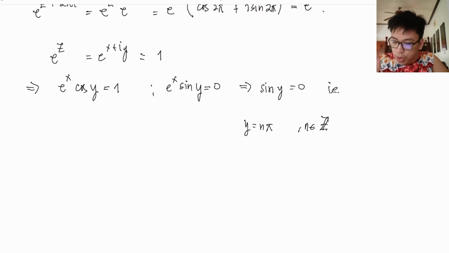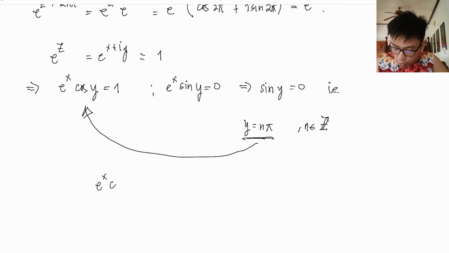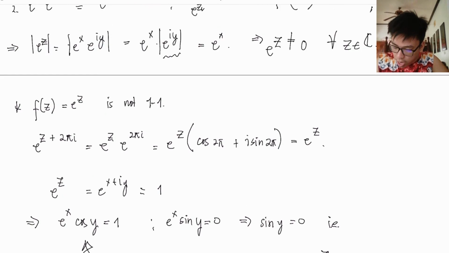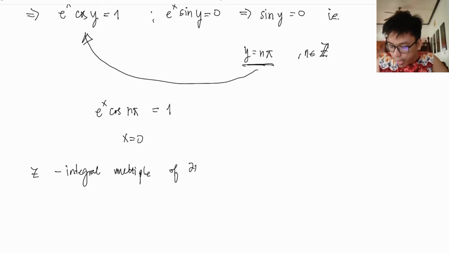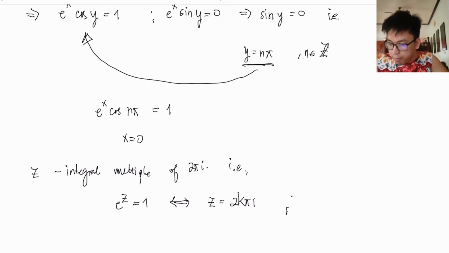However, if we substitute y equals nπ into the first equation, we have e^x cos nπ equals 1. So n must be an even integer, and in this case x is 0. Hence, z is an integral multiple of 2πi. That is, e^z equals 1 if and only if z is equal to 2kπi for some integer k.